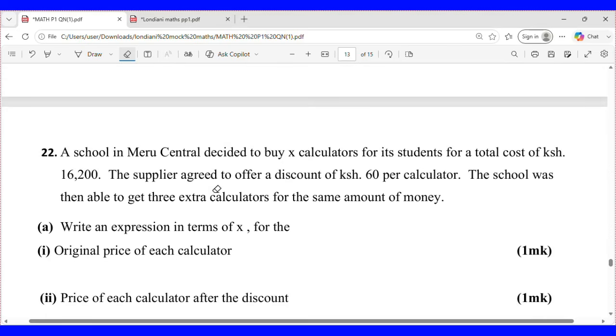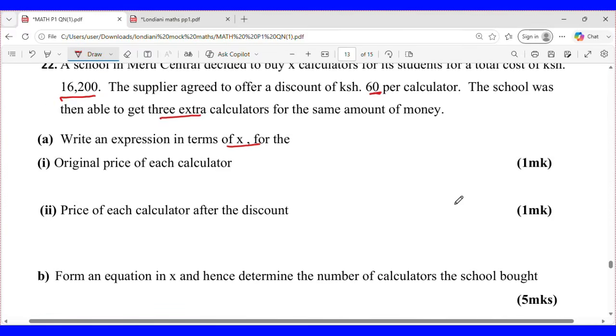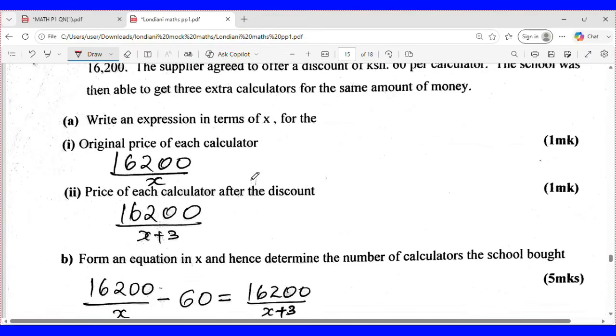A school in Central decided to buy X calculators for its students at a total cost of this one. The supplier agreed to offer a discount of Kenya shillings 60 per calculator. The school was then able to buy 3 extra calculators for the same amount. Write an expression in terms of X for the original price of the calculator. So if the calculators were X, then the price is 16,200 divided by X. That gives us the initial price.